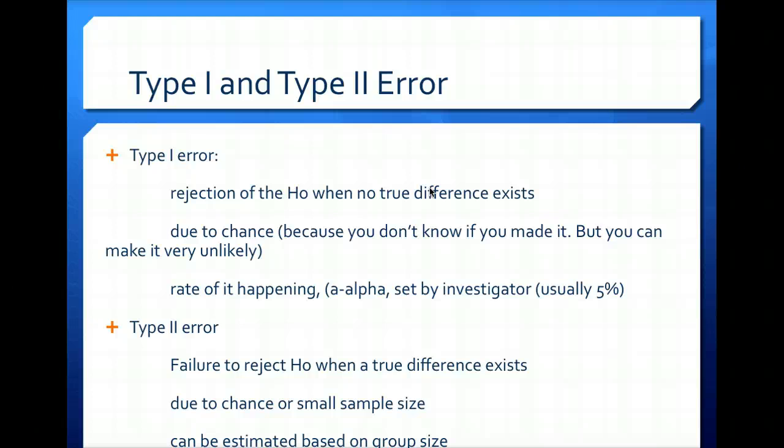Type 2 error is failure to reject H0 or your null when a true difference exists. This is due to chance or small sample size. It can be estimated based on group size. Now, what does that mean, right? These are textbook definitions, but let's look at it in plain sense.